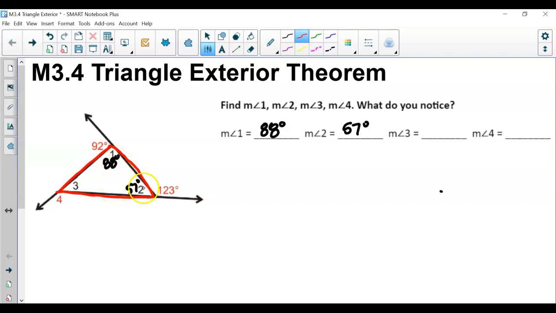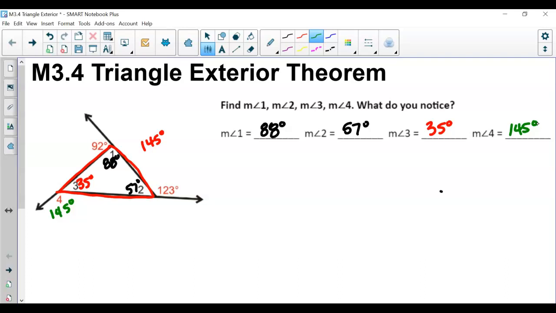So here, so far you had 145 degrees, which means angle 3 is 35 degrees to add up to the 180. Then you can find the measure of angle 4 because, again, it's a linear pair, and you end up with 145 degrees as well. So now, what do you notice about the relationship between the interior and exterior angles?